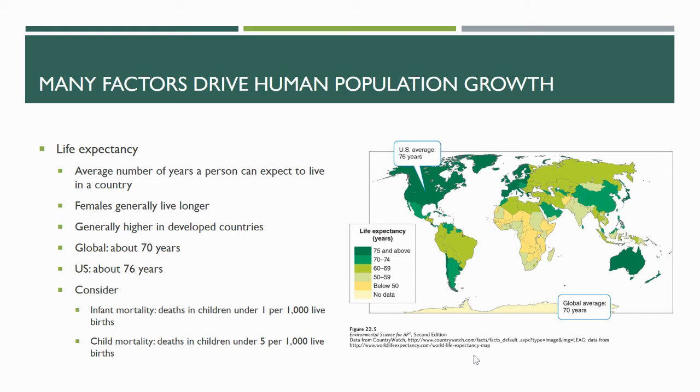When we talk about life expectancy, we have to consider infant mortality, which is the number of deaths in children under 1 per 1,000 live births, and child mortality, which are deaths in children under 5 per 1,000 live births. So in areas that have higher infant mortality and child mortality, their life expectancy will not be as long. And we see that in a lot of places, particularly in Africa.